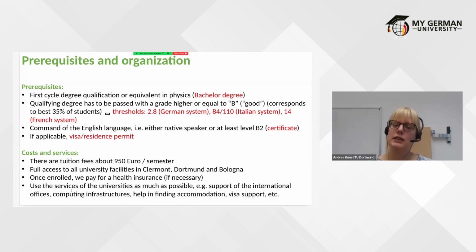So at some universities like Bologna, it's very difficult to find your accommodation because there is no university accommodation. While for example, in Dortmund here, we have access to some housing. So usually we are able to find housing for all of the students. And then obviously also visa support and so on.